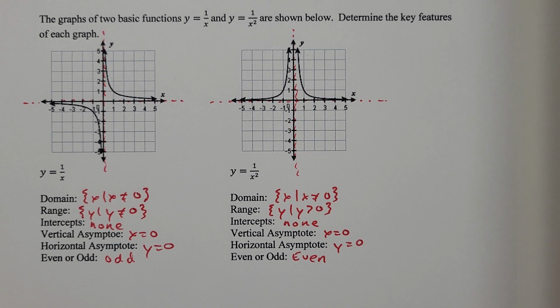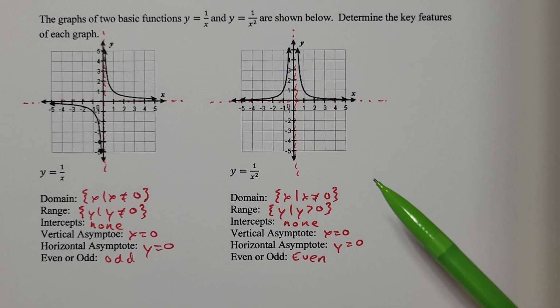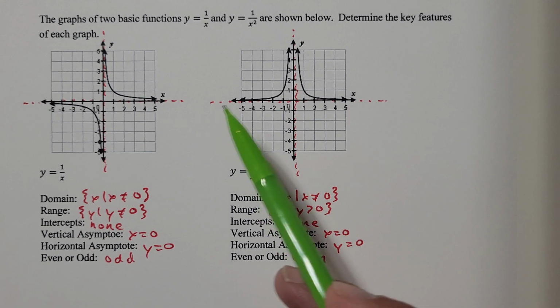The intercepts, there are none. That's what I was just talking about. So x can't be 0 and y can't be 0. Well, an intercept is a point where you're going to cross or touch the coordinate axes, and that's not going to happen here on this graph. We've got a vertical asymptote at x equals 0, and there's a horizontal asymptote at y equals 0.